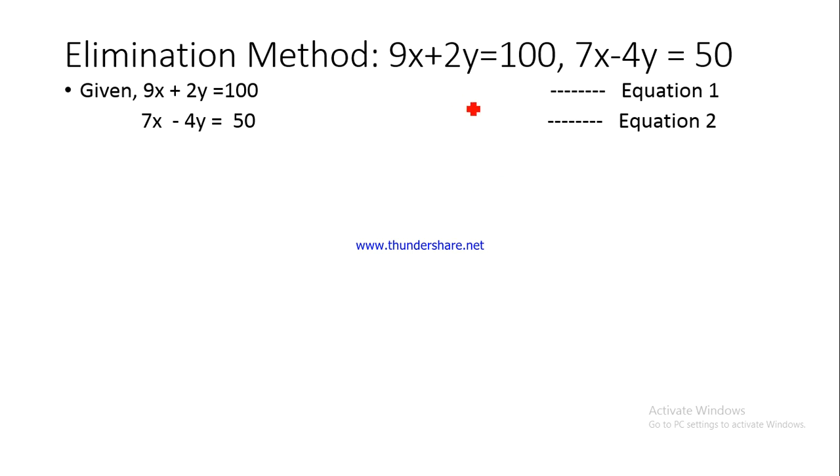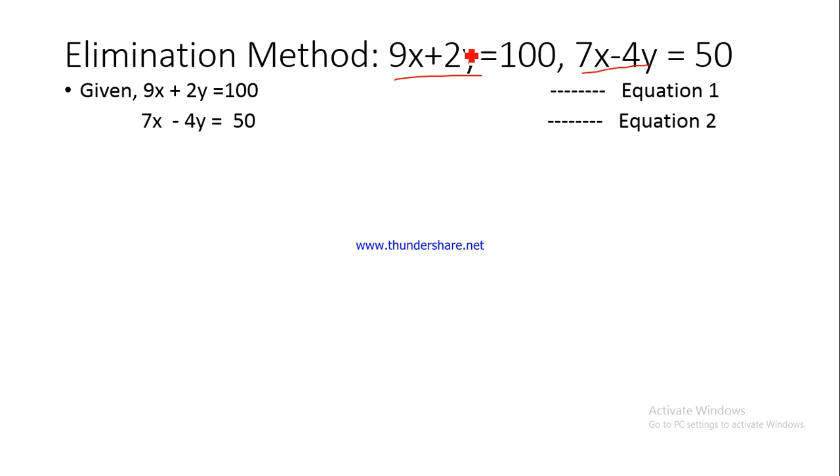Now here, have a look. How can I eliminate? 9x and 7x are there. So one option is I multiply this equation by 7, so this will become 63x, and I multiply this whole equation by 9, 63x, and then I subtract. So the x term would be eliminated. But then it is going to be a little time consuming because you are multiplying this equation with 7 and this equation with 9. 7 into 9, 63. 9 into 7, 63. This is the reason. So can we think of an easier method?